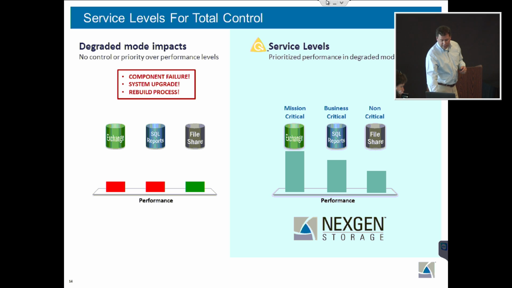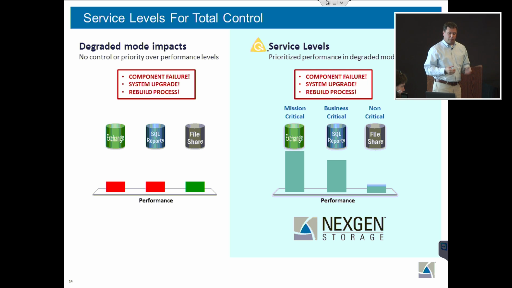And then when these things happen, like a component failure, system upgrade, or a rebuild process, we impact all the non-critical workloads first, down to some minimum level, so we remain connected, but we slow everything down. Then we try to mitigate the impact to the business critical stuff as much as we can, but we always will guarantee that the mission critical will maintain their quality of service targets.